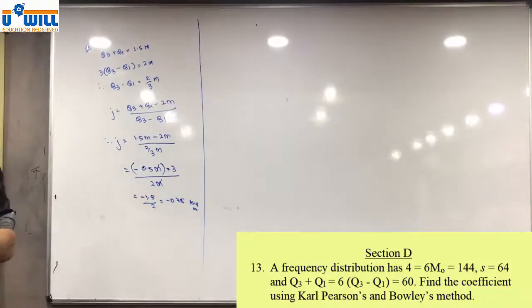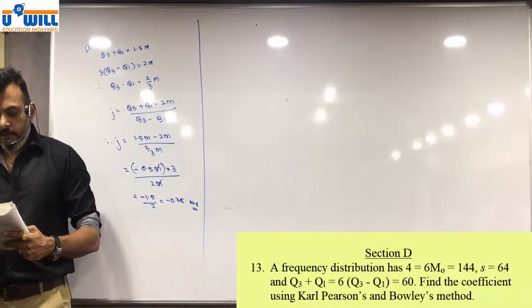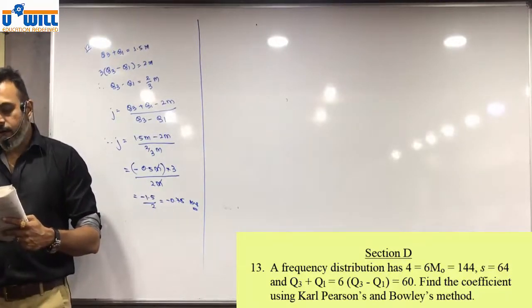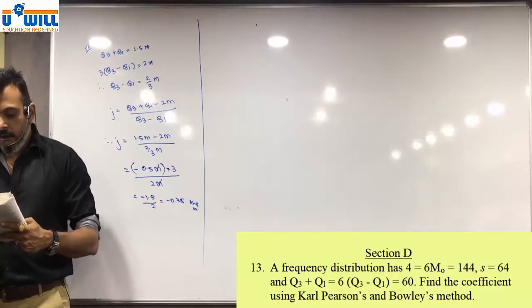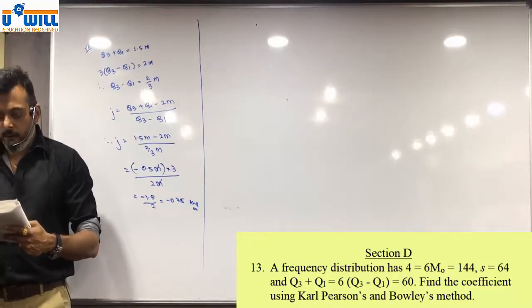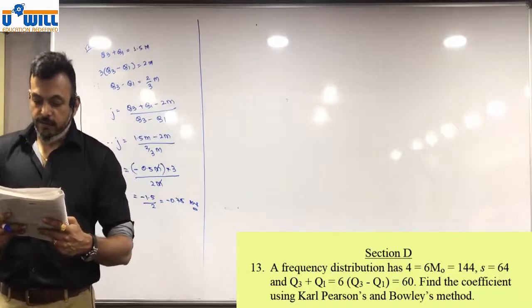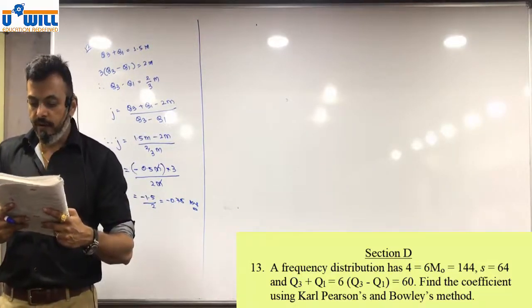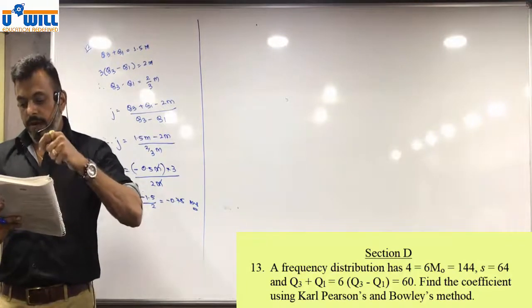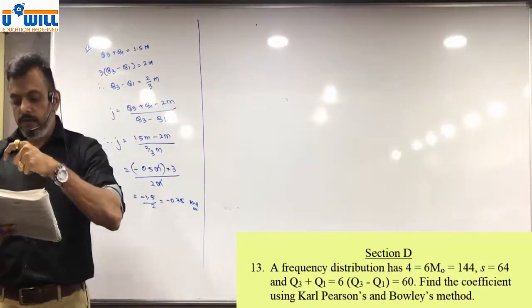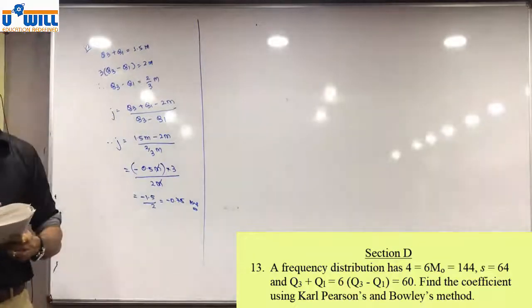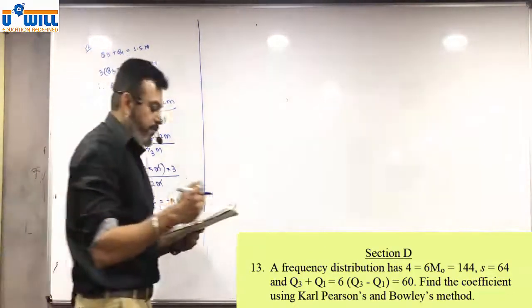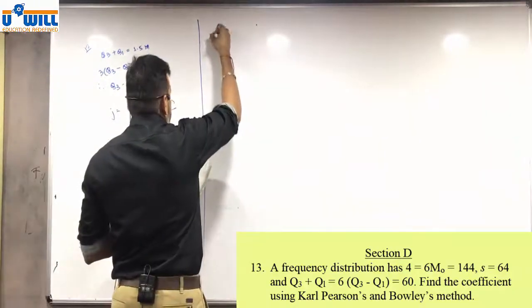Question number 13. A frequency distribution has 4 mean is equal to 6 times mode is equal to 144. Standard deviation is 64 and Q3 plus Q1 is equal to 6 into Q3 minus Q1, which is equal to 60. Find Karl Pearson and Bowley's coefficient of skewness. Let's write this.